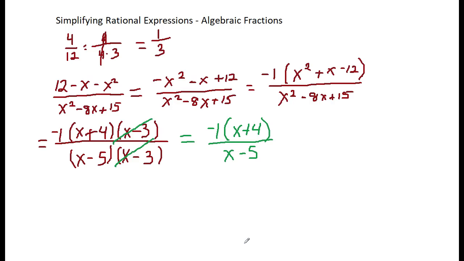Can I distribute the negative 1? Yes, you can. I could also do this. I could also just put the negative out front. And then I have x plus 4 over x minus 5. Either way is fine. It does not matter if I kept the negative with the numerator or if I just made the entire fraction negative. Because if part of the fraction is negative, the whole thing is a negative. All right, so this is our answer.